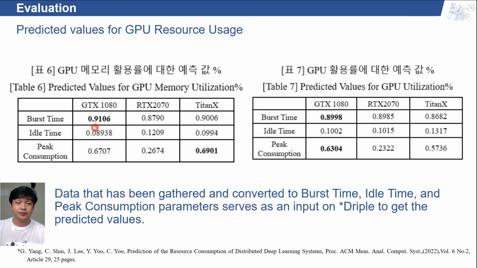Here we can see that the burst time is highest for GTX 1080 and peak consumption is highest for Titan X. However, for GPU utilization percent, it is highest for GTX 1080 for both burst time and peak consumption.